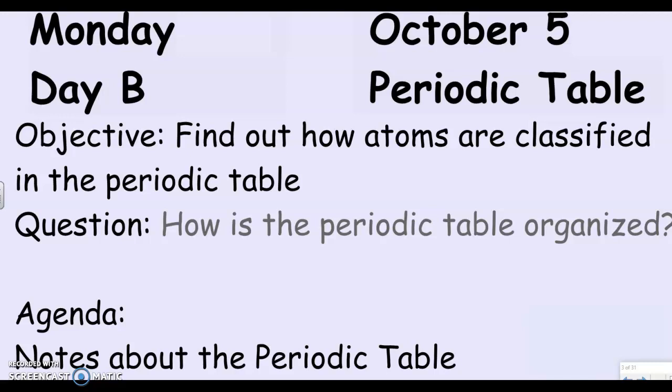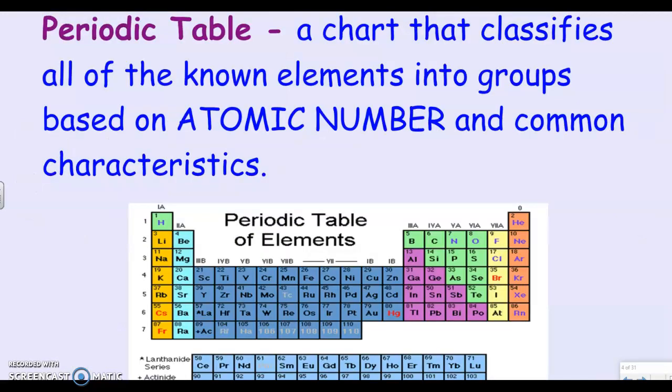So, open up your packet and let's find the notes about the periodic table. Remember, you're going to fill in the blue words. Feel free to pause the video if you need more time. The periodic table is basically a chart classifying all the known elements into groups based on the atomic number and other common characteristics. When I look at something in the periodic table, I'll be able to tell quite a bit of information just by where it's located in the table.